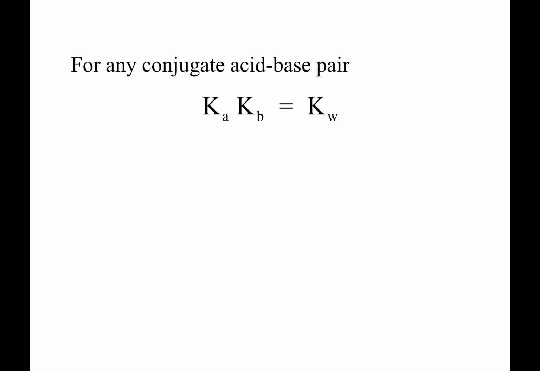So Ka is the ionization constant for a weak acid, and Kb is the ionization constant for a weak base. And Kw is the ionization constant for water, which we know at 25 degrees Celsius is 1.0 times 10 to the minus 14.